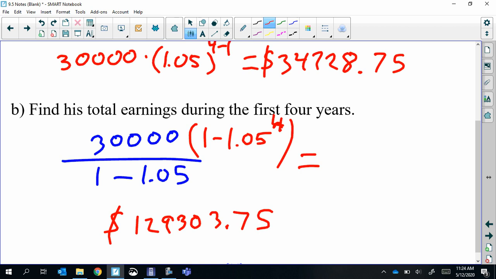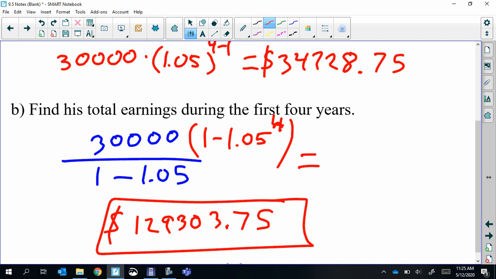So that should make sense. The first year was 30,000. The fourth year was 34,000. So the other couple of years are going to be like 31,000 and 32,000, something like that. You add up all of those. Seems pretty reasonable that you have 4 numbers that are a little bit more than 30,000. 4 times 30,000 would be 120,000, and then those a little bit more, that's where that 9,303.75 comes from.